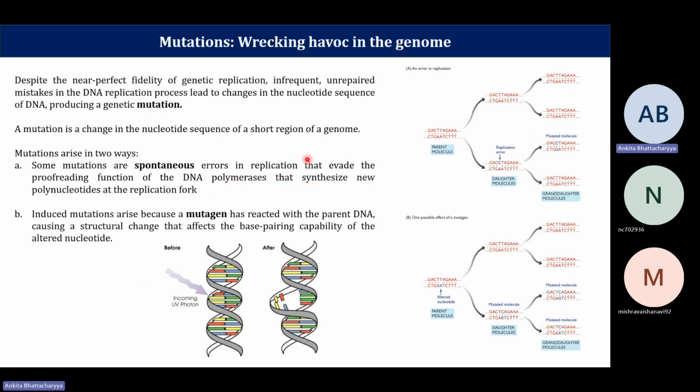Despite the near perfect fidelity of genetic replication, infrequent unrepaired mistakes in the replication process can lead to changes producing something we understand very well as mutations. There are two possibilities or two ways in which they can arise. Some of them can be spontaneous, some of them can be mutagen induced. So mutagen induced, of course, is reliant on the presence of some sort of an external mutagen, whether that is chemical, whether that is ionizing radiation, etc.